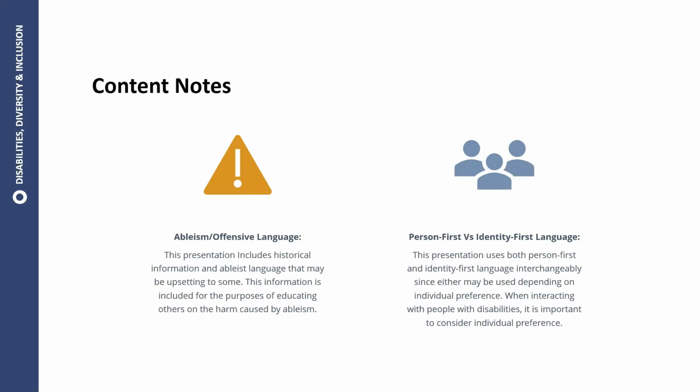Before we begin, I would like to review these 2 content notes. First, this program contains references to ableism and some offensive language. This information is included for the purposes of educating others on the harm caused by ableism. Second, this presentation uses both person-first and identity-first language interchangeably, since either may be used depending on individual preference. When interacting with people with disabilities, it's important to consider individual preferences.